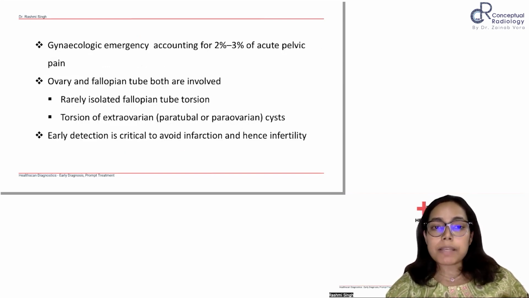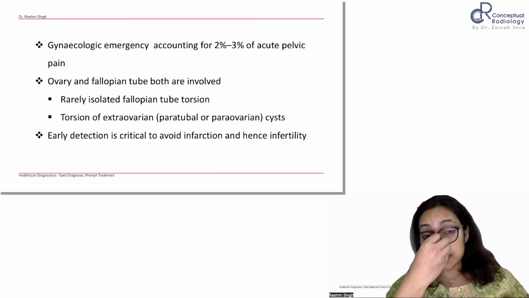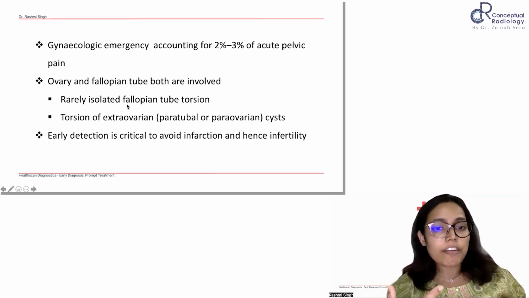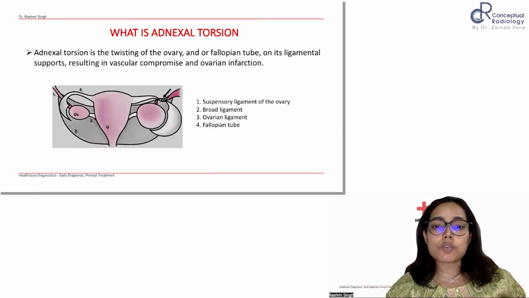As we already know, adnexal torsion is a gynecological emergency, which accounts for 2 to 3% of acute pelvic pain. In adnexal torsion, very often both the ovary and fallopian tube, as shown in this pictorial diagram, are involved together. There will be a twisting of all these structures around their long axis. We will discuss what happens next. This twisting of all these structures we call adnexal torsion.